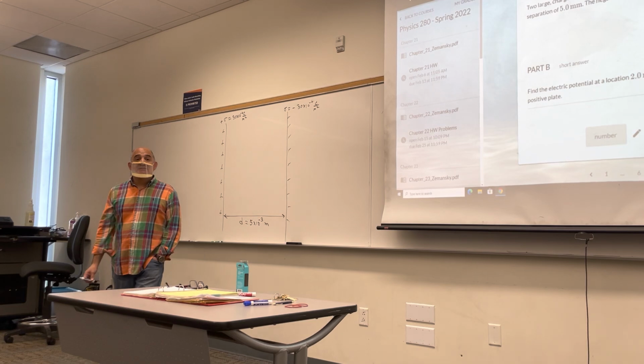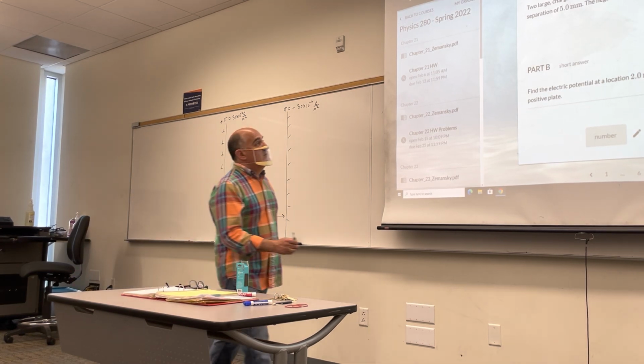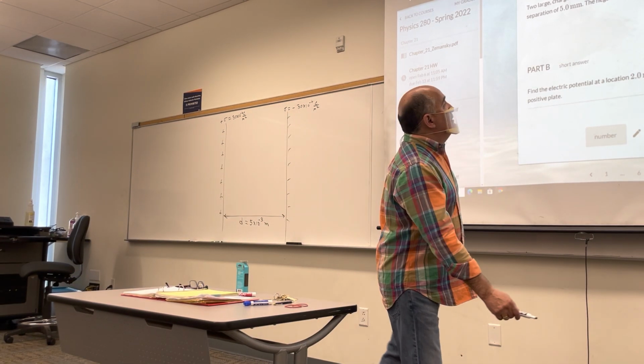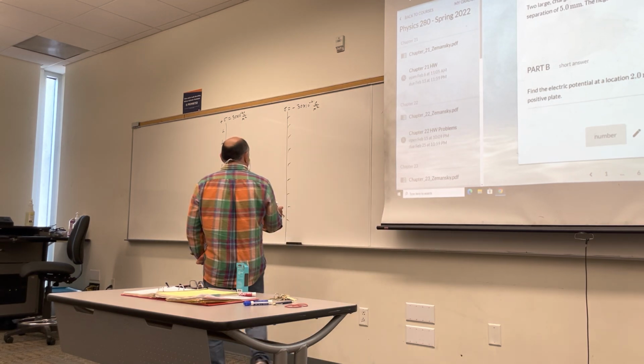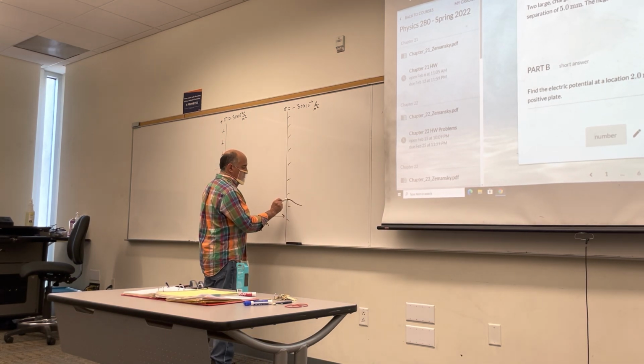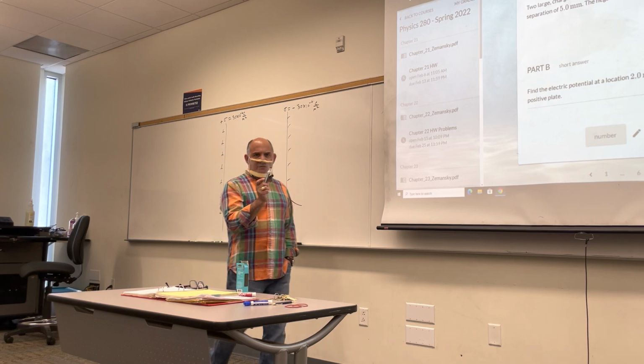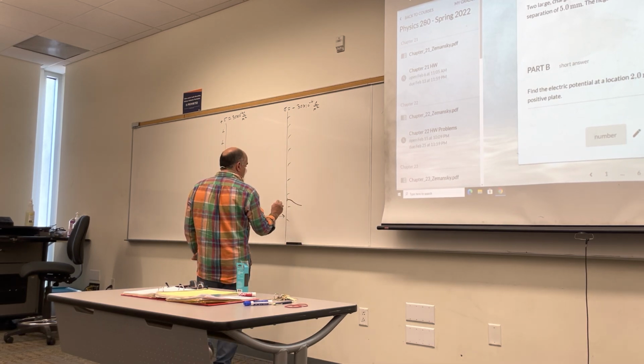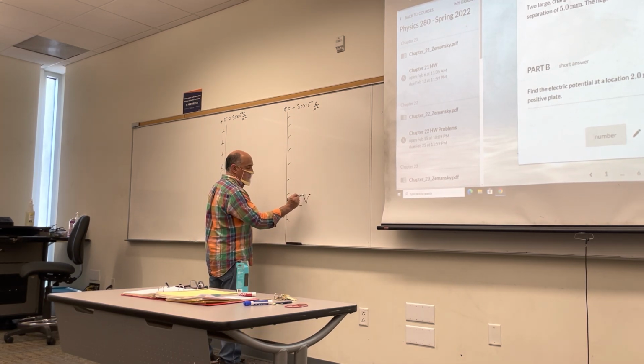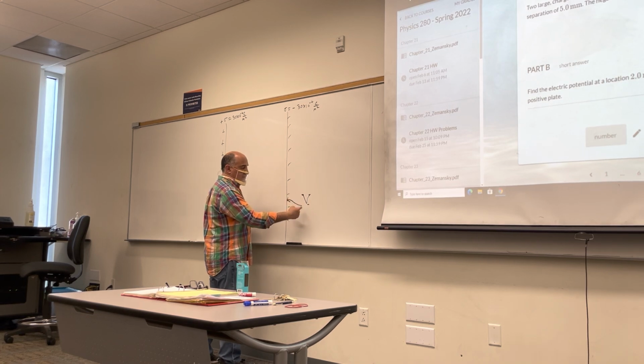What does it mean that the negative plate is grounded and defined as 0 potential? That means that if the potential over here is 0, oh, the negative one is the one that's grounded? Okay. That means that the potential of the negative plate is 0.